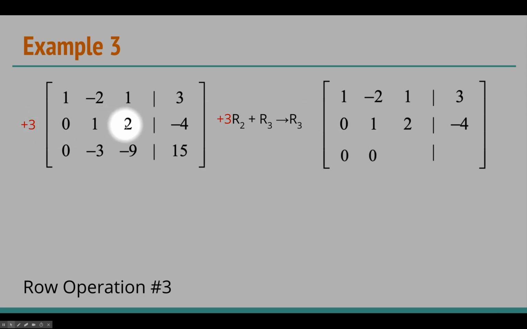3 times 2 is 6. 6 minus 9 is -3. And finally, in the last position, 3 times -4 is -12. And then -12 plus 15 is +3. So we're done with column 2 now. I have a 1 in the diagonal position and a 0 below it. I don't care what's above the 1. I care that below the 1 is a 0. So columns 1 and 2 are done, which leads to column 3.